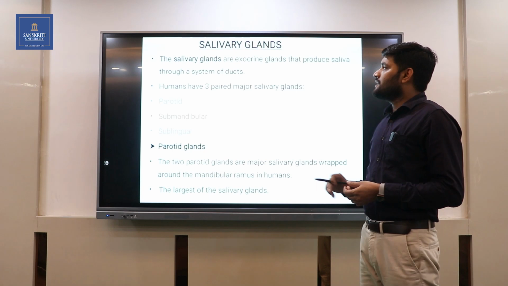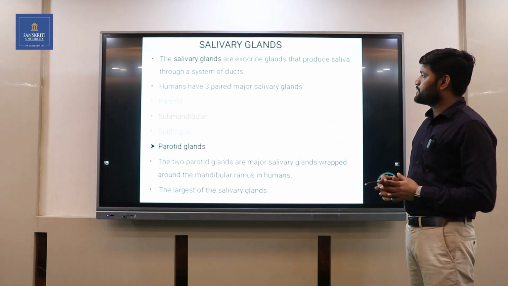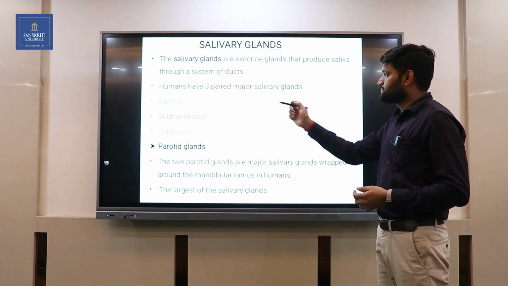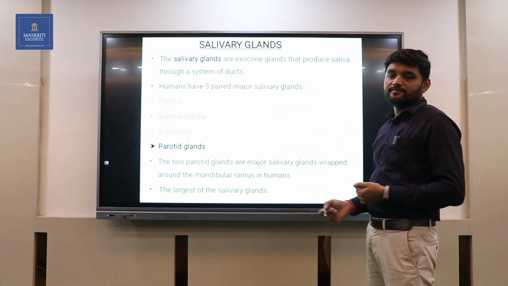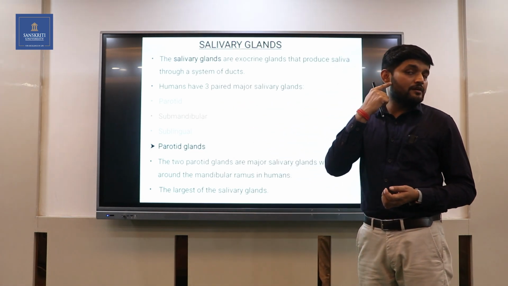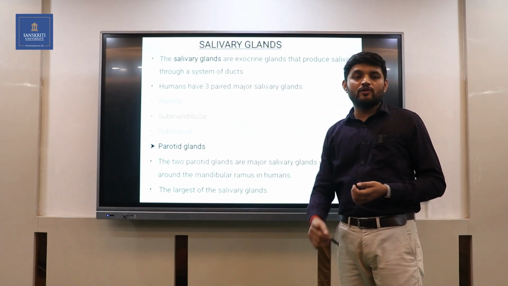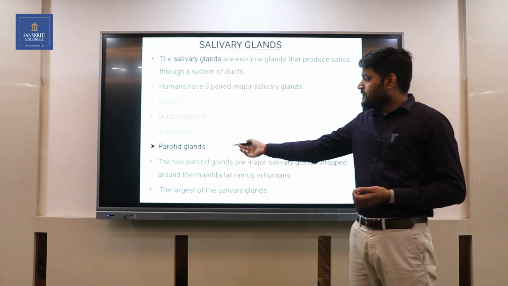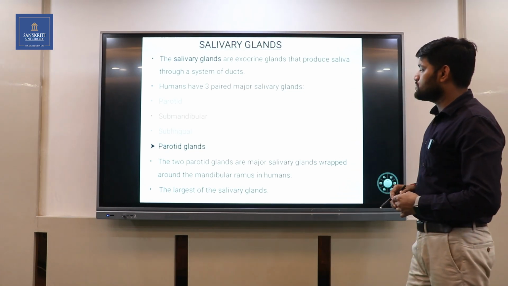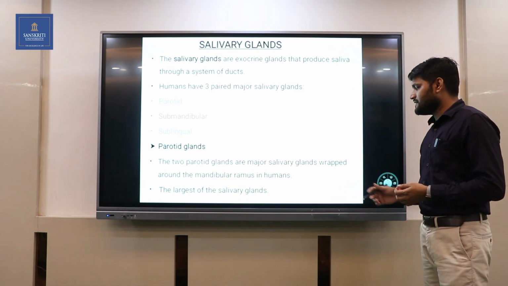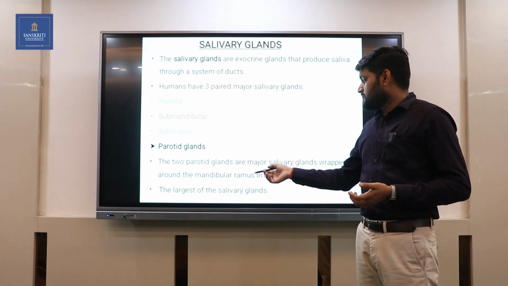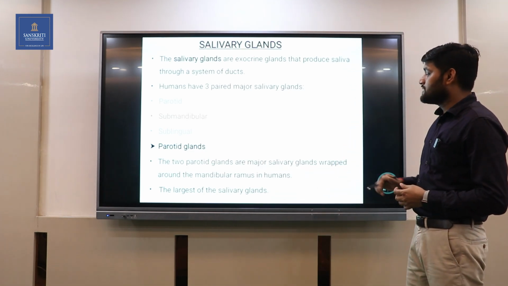Salivary glands. Salivary glands are exocrine glands that produce saliva through a system of ducts. Humans have three pairs of major salivary glands. I have already told: the parotid glands, located beneath the ear, the submandibular below the mandible, and the sublingual below the tongue. The two parotid glands are major salivary glands wrapped around the mandibular ramus in humans. They are the largest of the salivary glands.